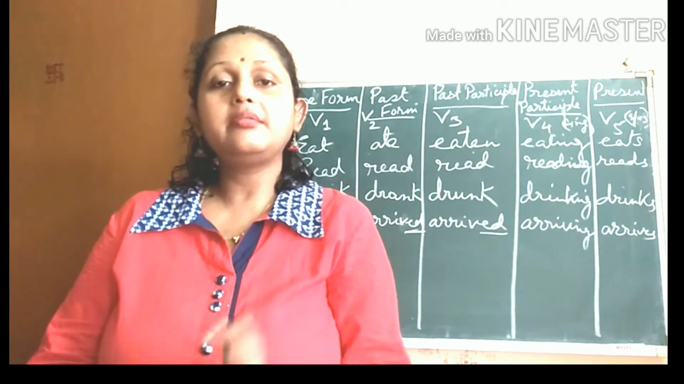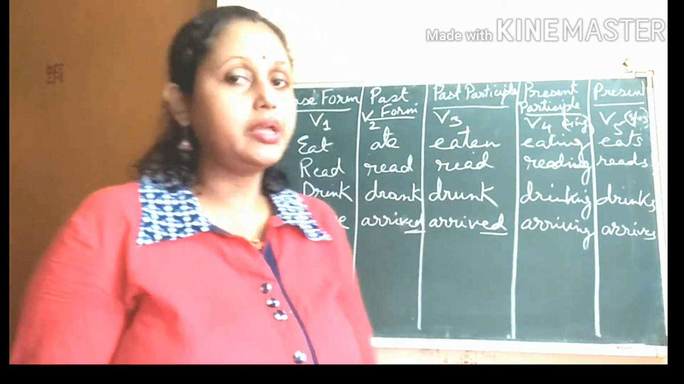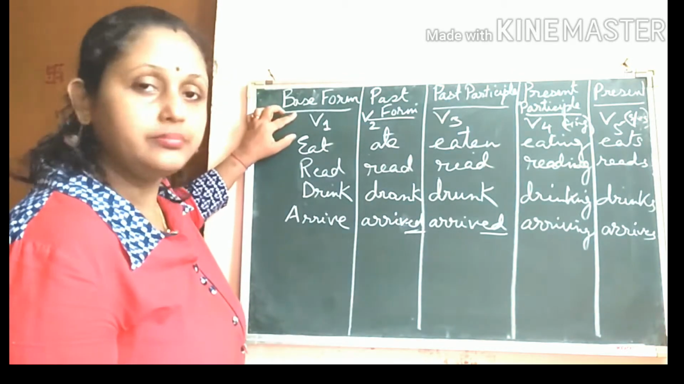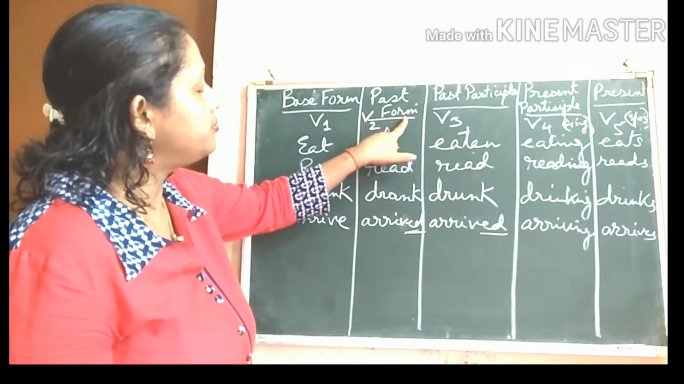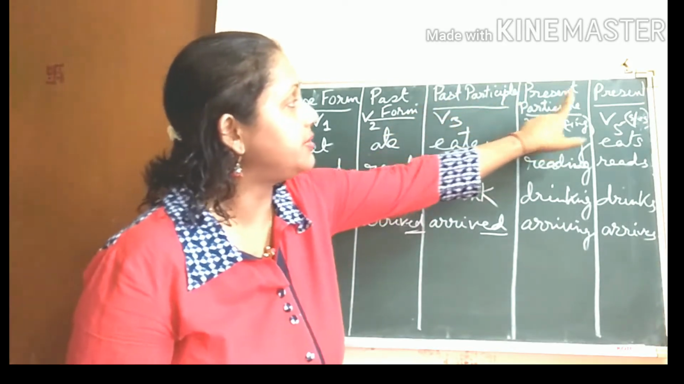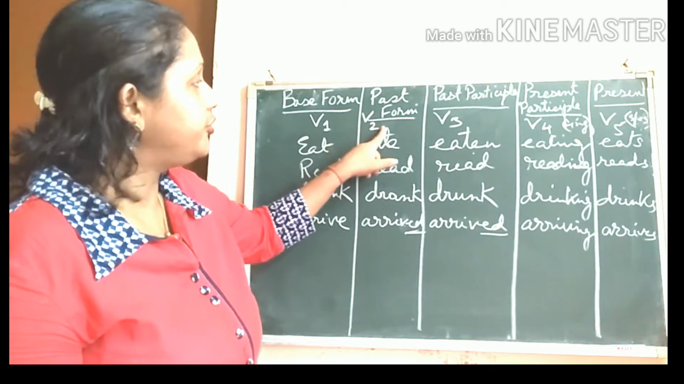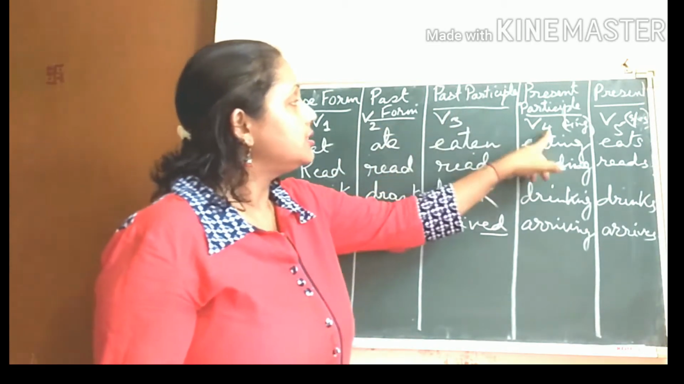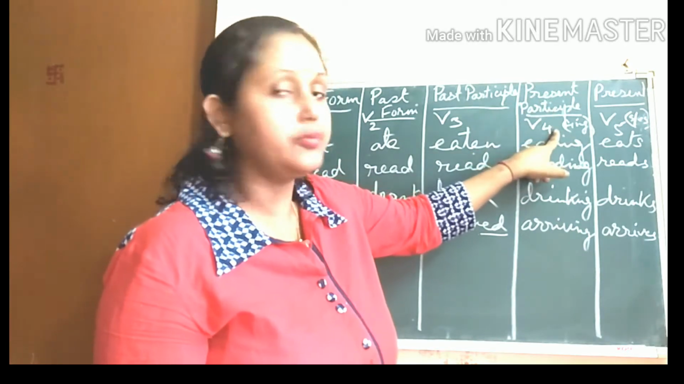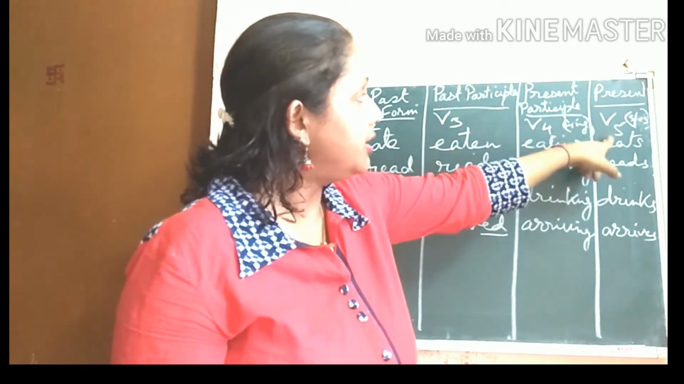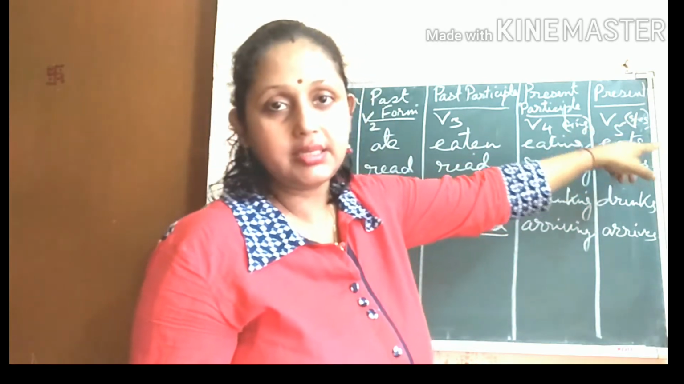Okay, there are basically 5 forms of verb. They are base form, the main action word. Then comes past form, past participle, present participle, and present. These are known as V1, V2, V3, V4 and V5. V4 is the present form of the verb plus ing, and V5 is where we add s or es to the present form.